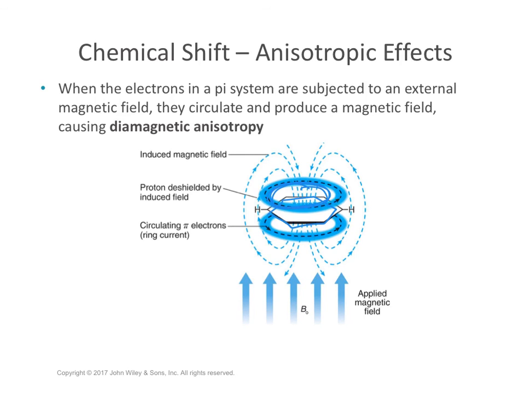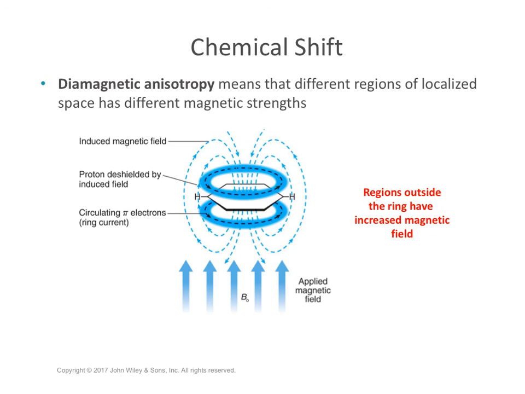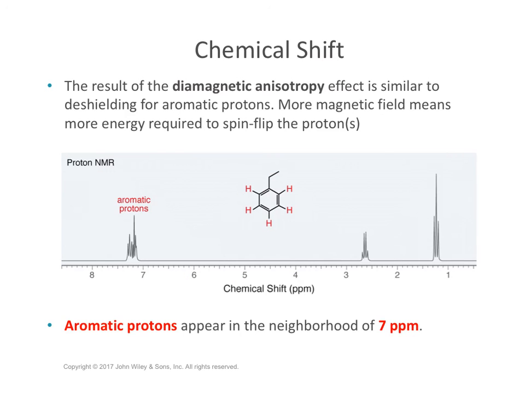magnetic field. So as a result, the protons that are here on the outside of the ring experience the external magnetic field plus this induced magnetic field. And as a result, they are further de-shielded by this induced magnetic field. As a result, these protons will show up downfield. So these hydrogens in red are showing up here past 7 ppm.